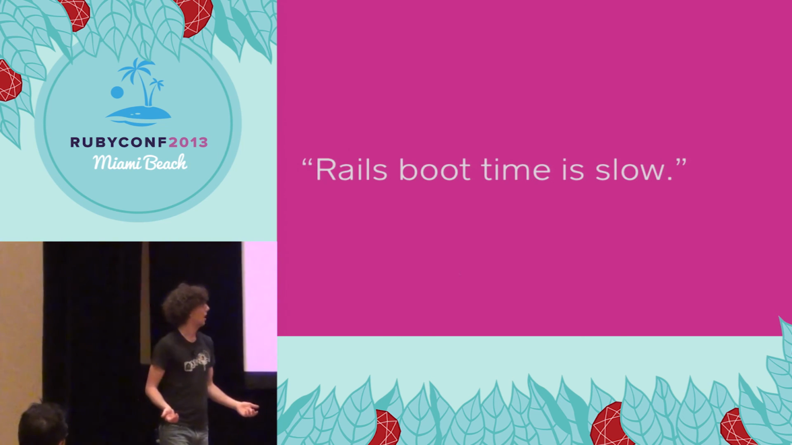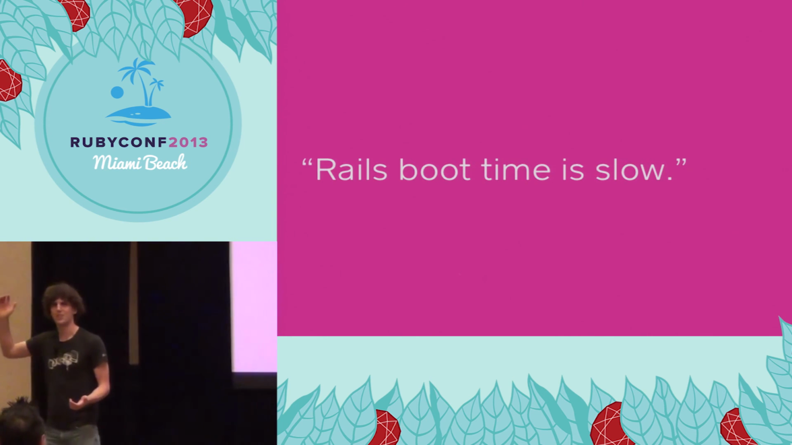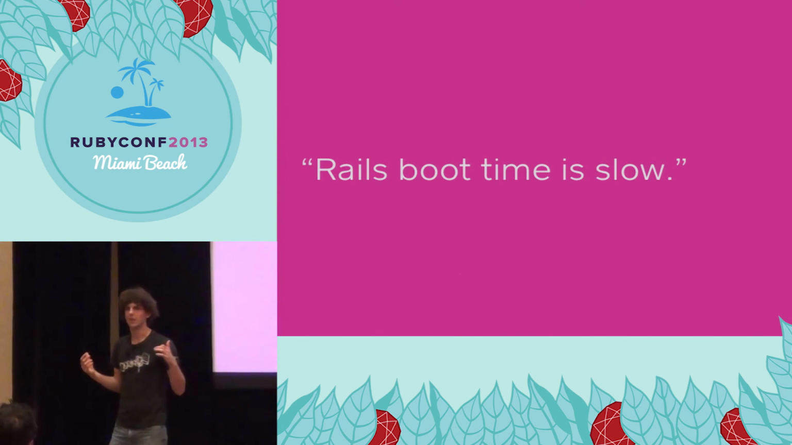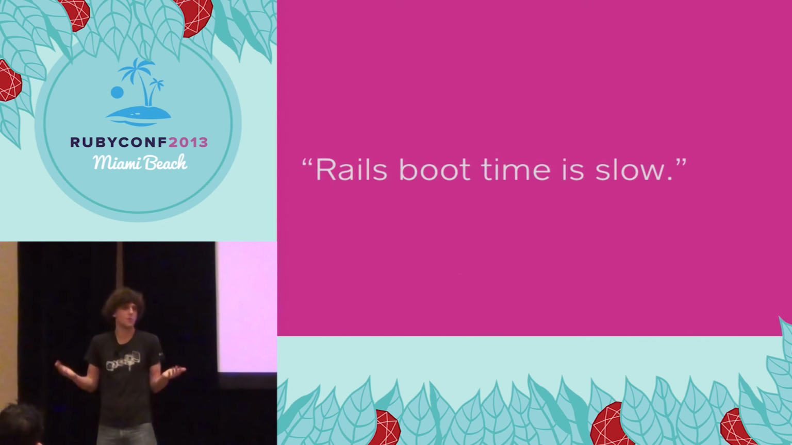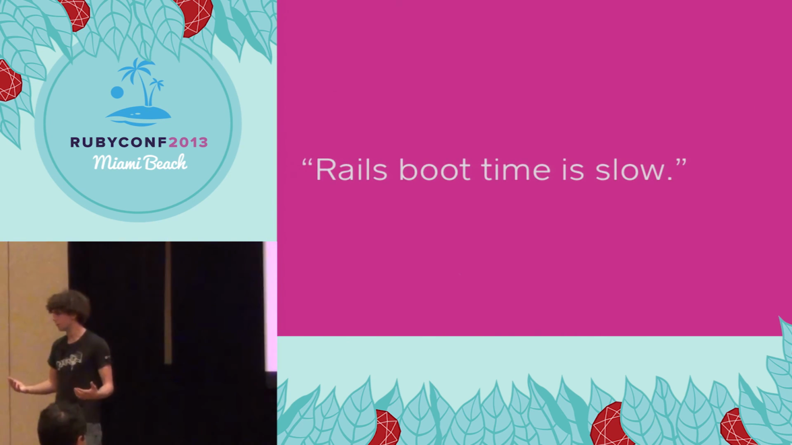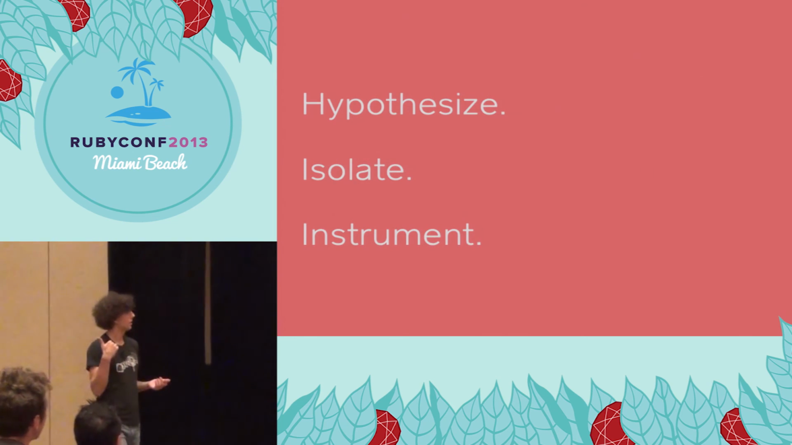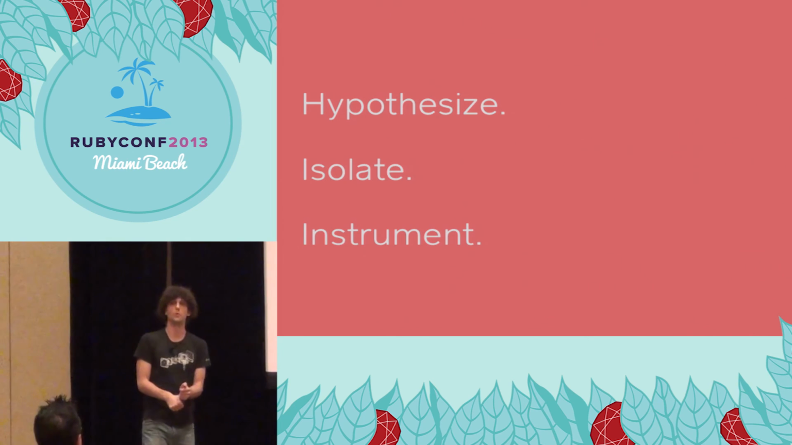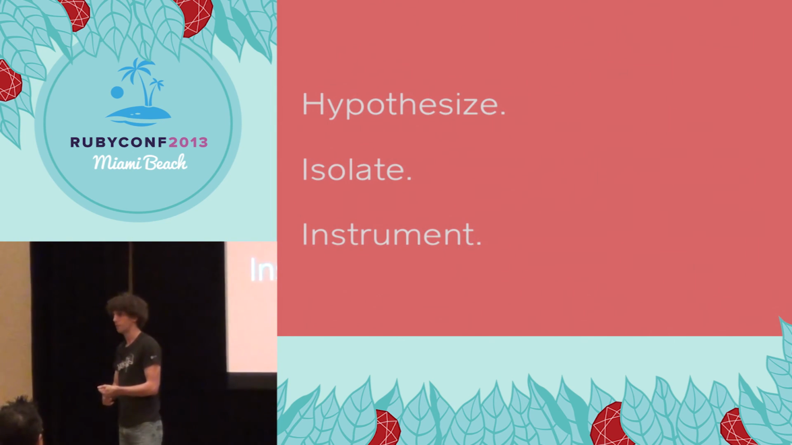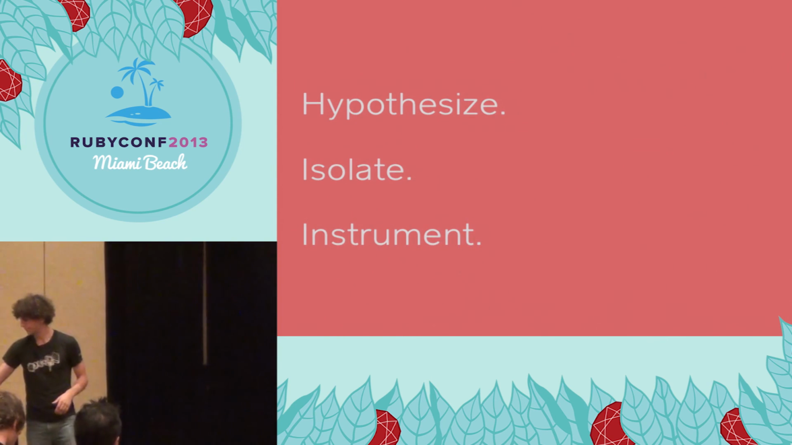I know this isn't a Rails conference, but does this resonate with anybody? Just checking. So this is not Rails specific. It just happens to be a good project to demonstrate some of these techniques on. So Rails boot time is slow. I've had this problem so many times. So let's sit down and figure out, we'll hypothesize, well, what does it do? What could possibly be slow? We'll isolate it, figure out which bits are slow, and then figure out how to instrument it and measure.